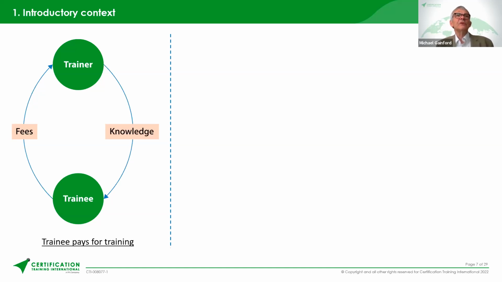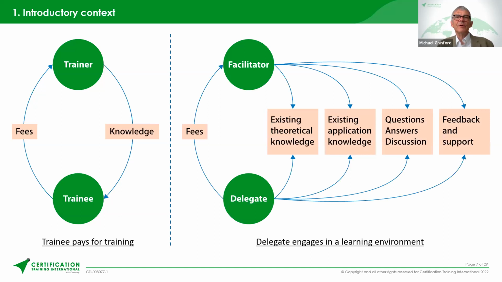So we've now got two contrasting context models. The first one on the left-hand side is, if you like, maybe an old-fashioned appreciation of what we mean by training. It's very transactional. So we pay a trainer to download some knowledge. But what we would aspire to in a much richer understanding of learning is a learning environment where the facilitator and the delegate come to that event with existing knowledge, theoretical knowledge, and with existing experience of applying that knowledge.